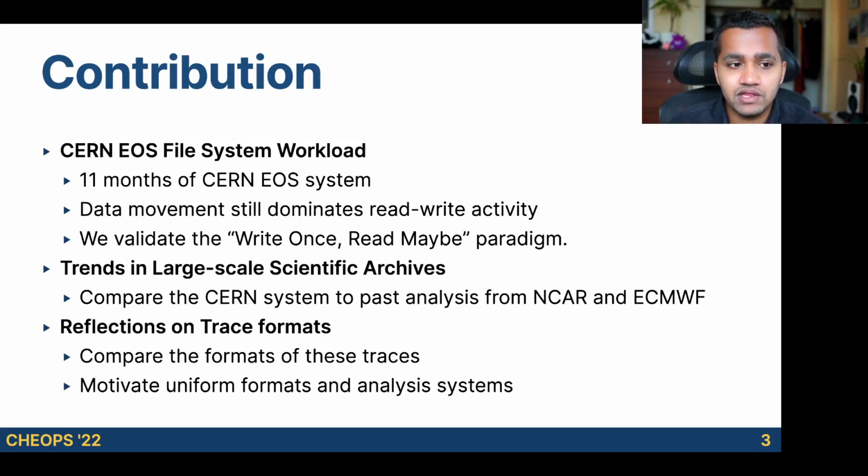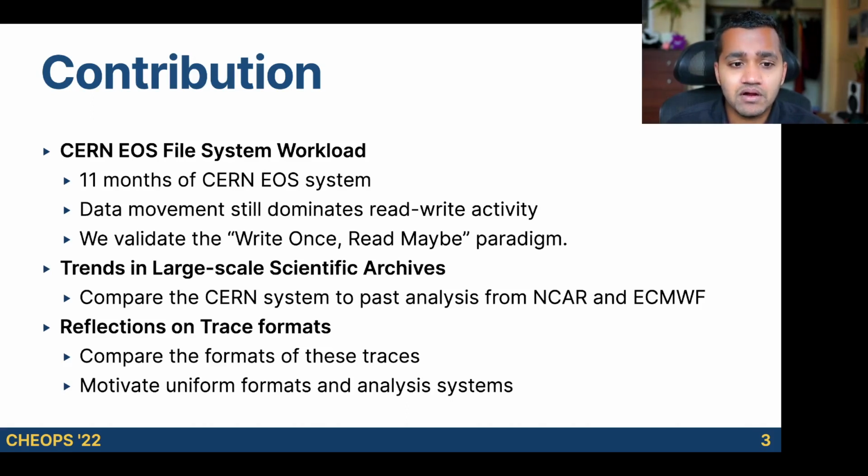In this work, we looked at the CERN EOS file system traces. These span roughly 11 months, capturing over 2.4 billion events in production at the CERN EOS file system. We look at conventional wisdom, such as that automated migrations make up most of the data activity and the write-once read-only paradigm, and we validate it with new data.